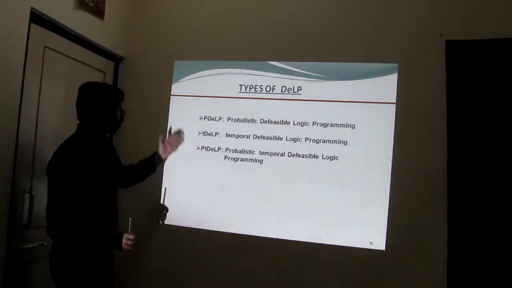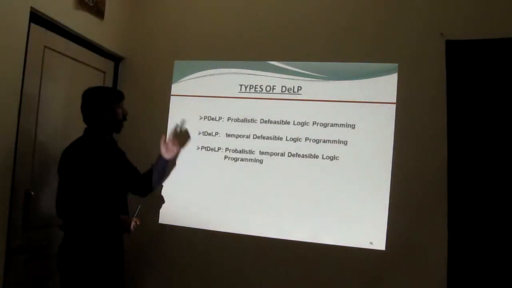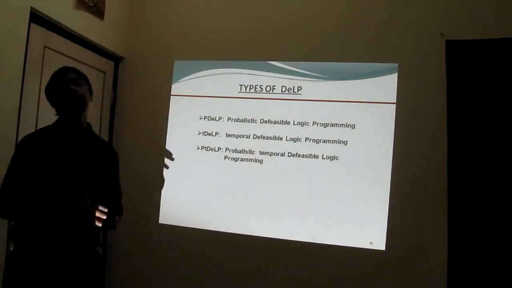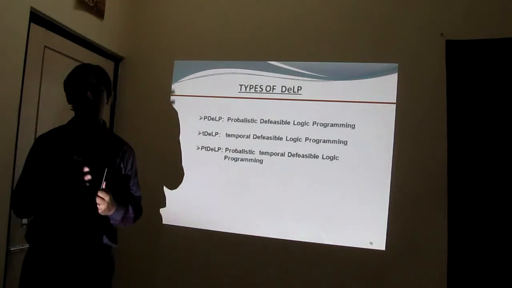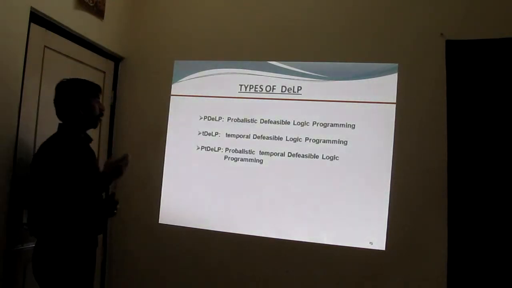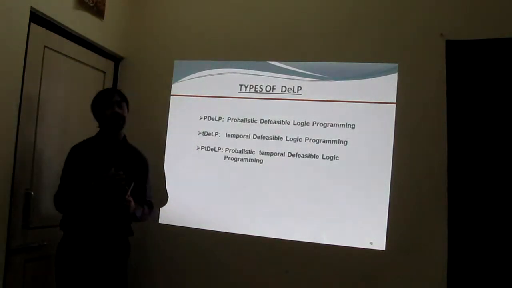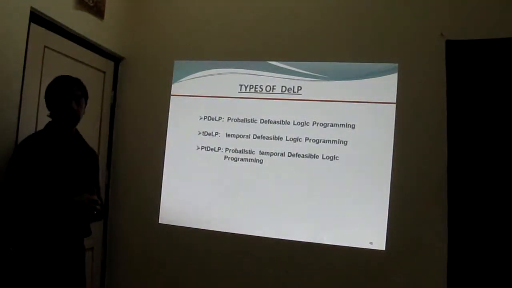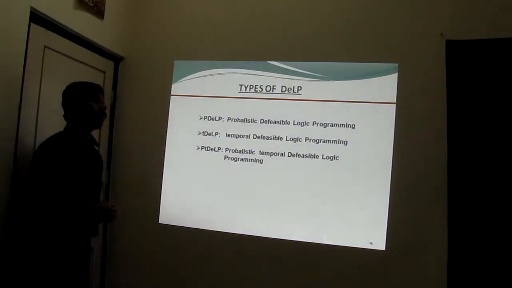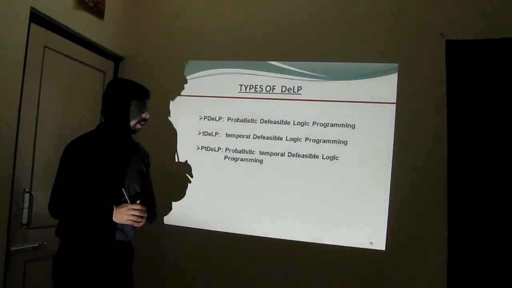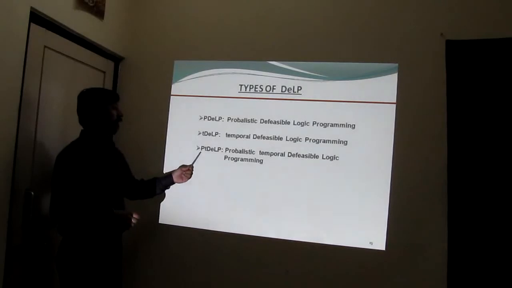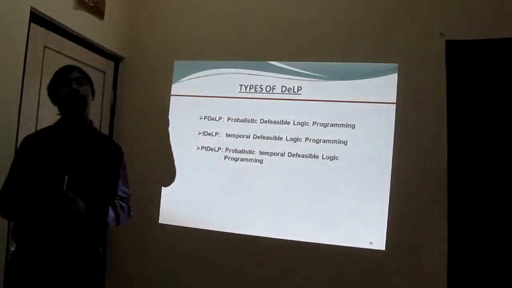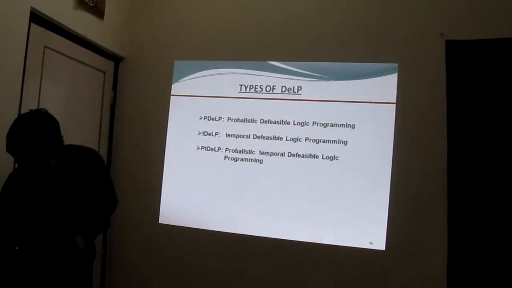So these are the different types of defeasible logic programming. Probabilistic defeasible logic programming is used to address vague information. A time component is used in temporal defeasible logic programming to address time issues. And then probabilistic and temporal defeasible logic, where both probability and time components are addressed.